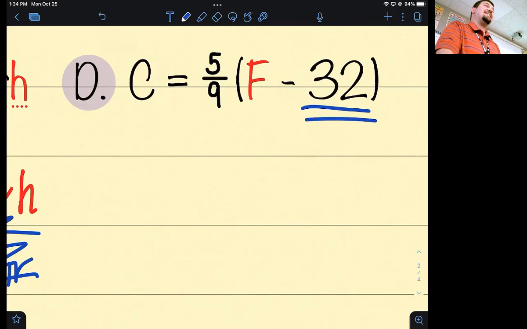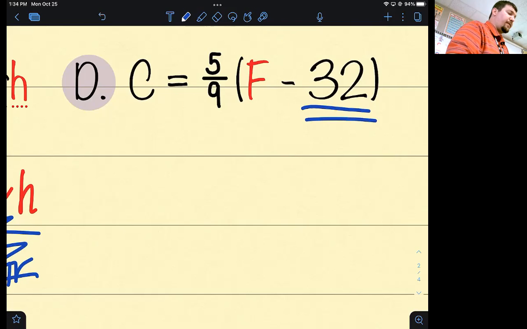Celsius is actually a lot easier to use. Water freezes at 0, water boils at 100. Celsius is completely based off of water. In Fahrenheit, water freezes at 32, water boils at 212. Those are numbers that are harder to remember. 32 we probably have, because that's considered freezing when it's even outside.